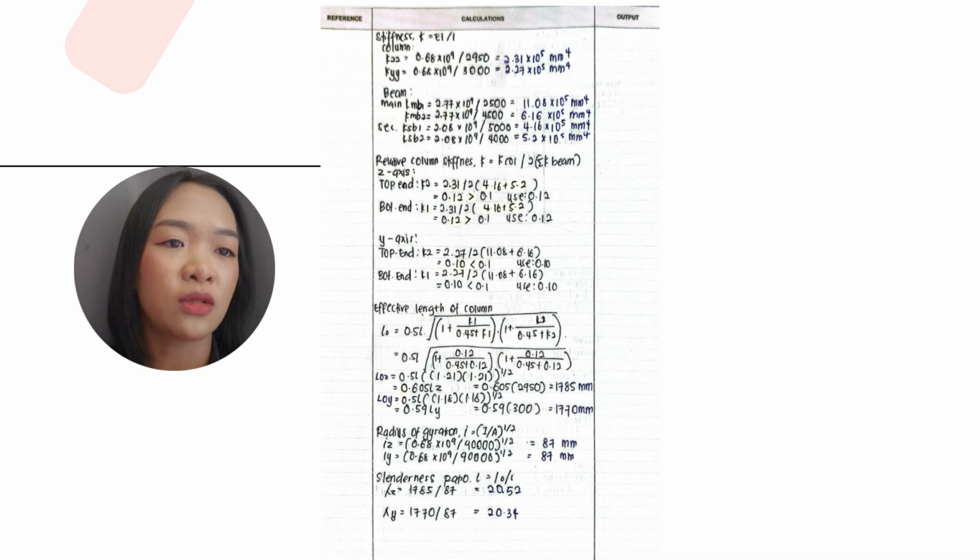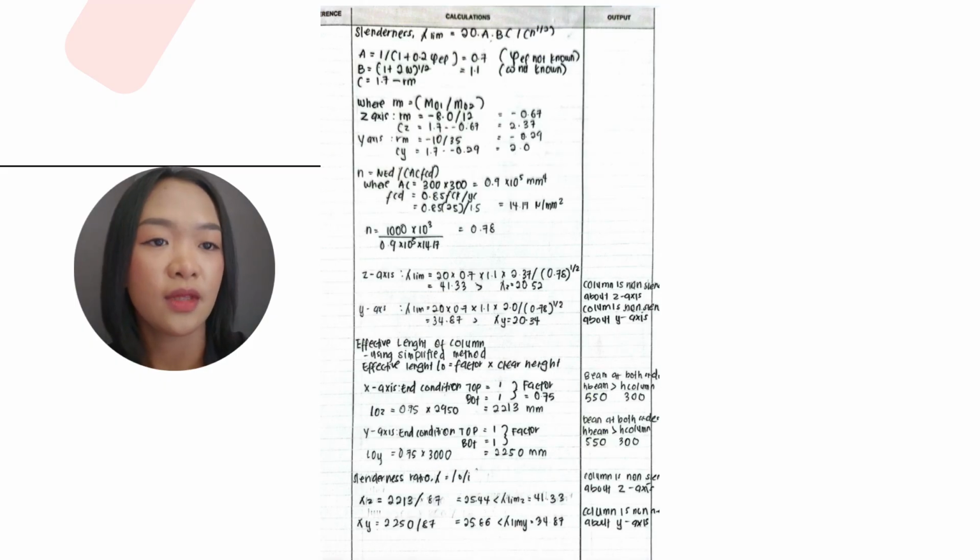Next, we calculate the radius of gyration, which is about 87 millimeters. From this, we determine the slenderness ratio, which is around 20 for both directions.